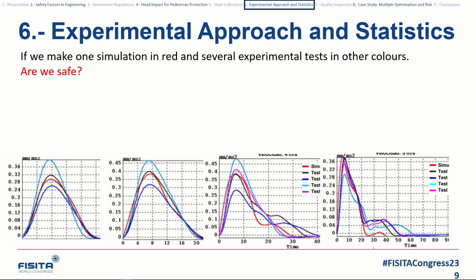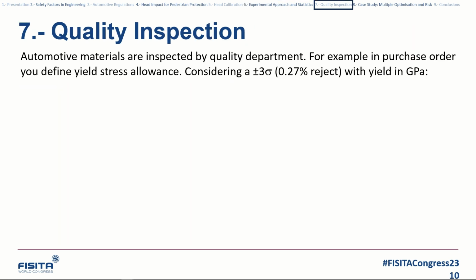Because what happens if we have one experiment, like let's say this one, that does not meet the requirement, and there are two experiments that meet the requirements? We need to understand the statistics of these experimental values, whether they come from the head, from the part that we're impacting, from a fracture that we're not expecting, or where do they come from? So let's link it to quality inspection.